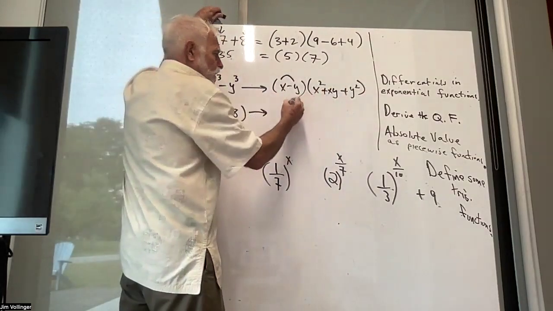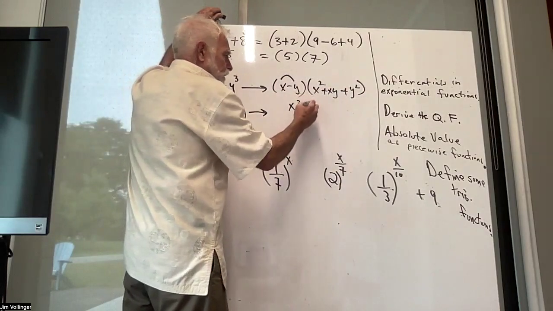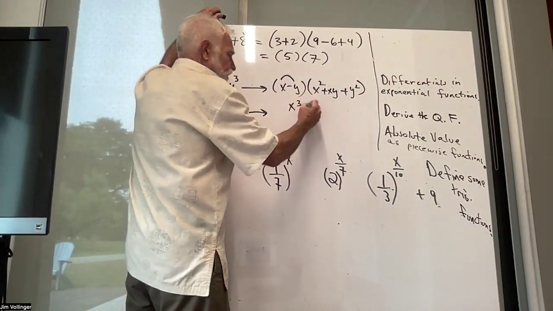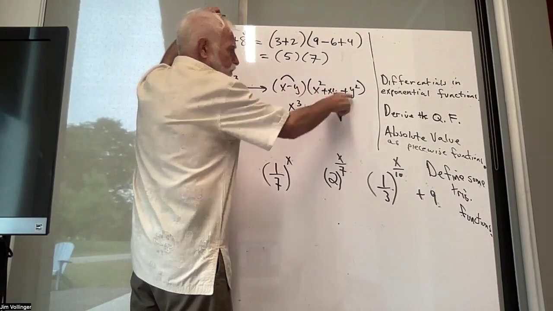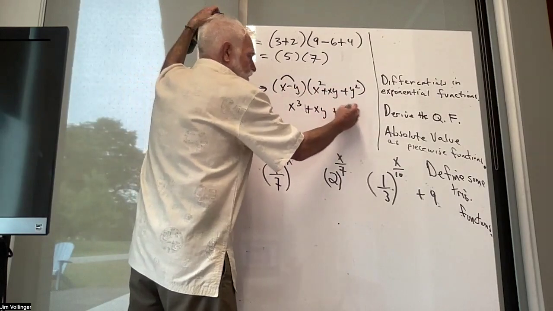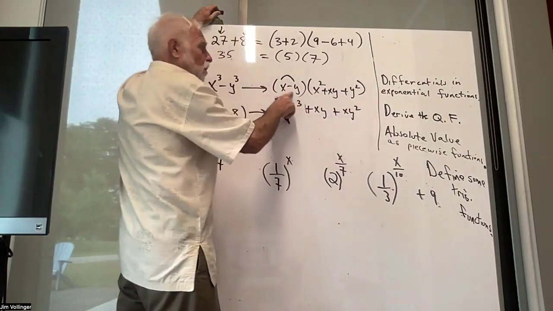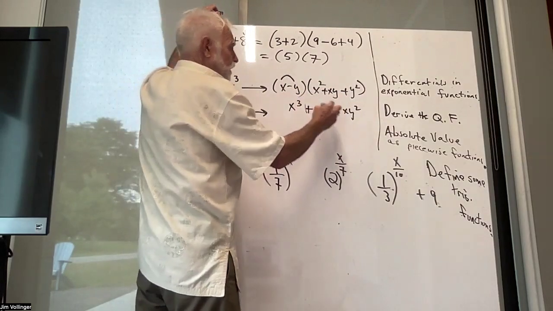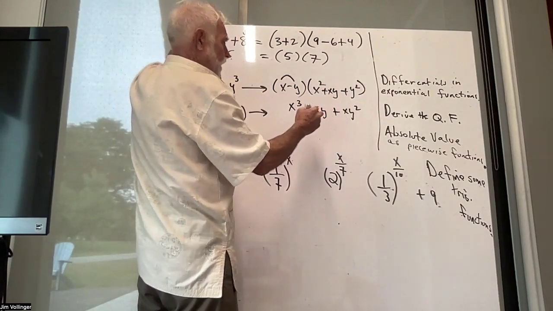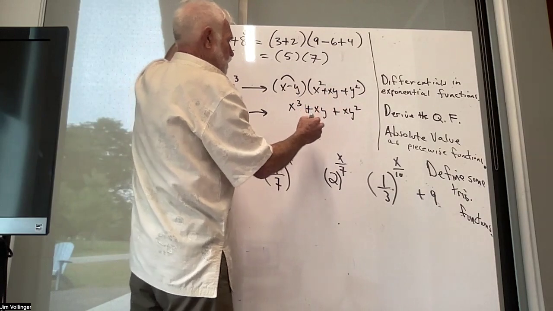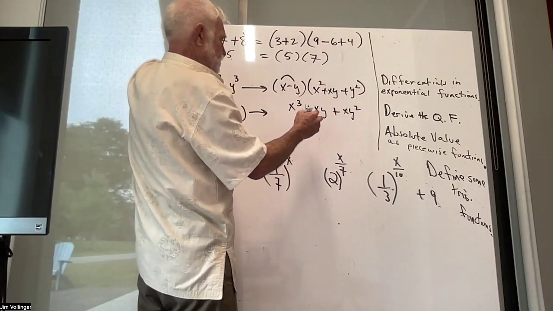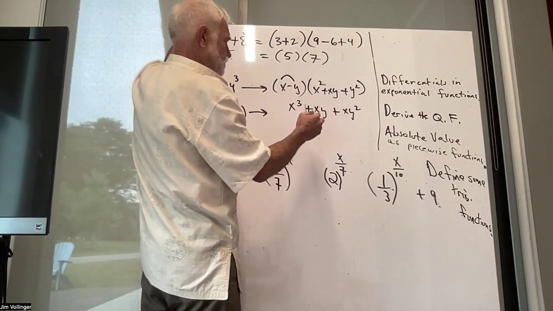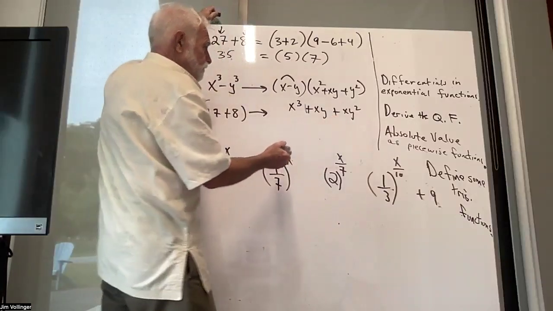X times x squared, x cubed. So I'm putting an x with everything. X, y. Putting an x with that. I'll keep it in this order. Then I'm doing a y, minus y squared, x. Where am I? Minus x squared y.